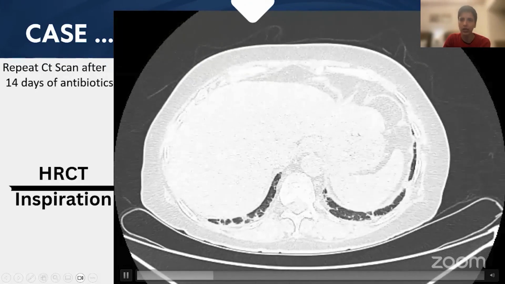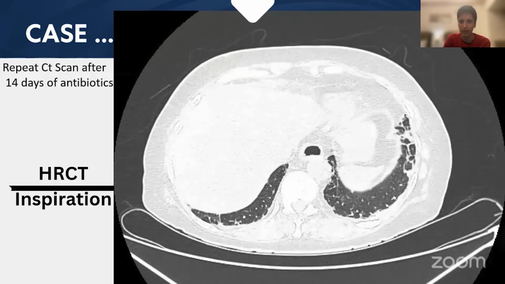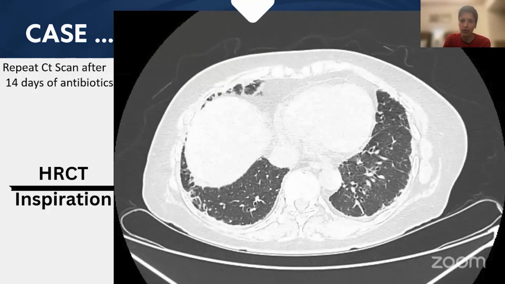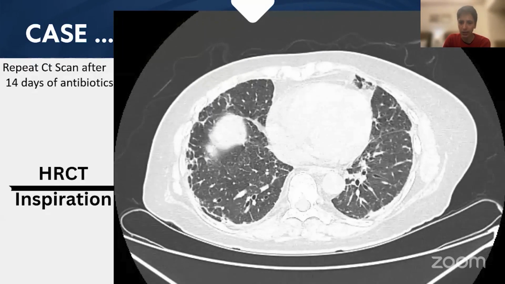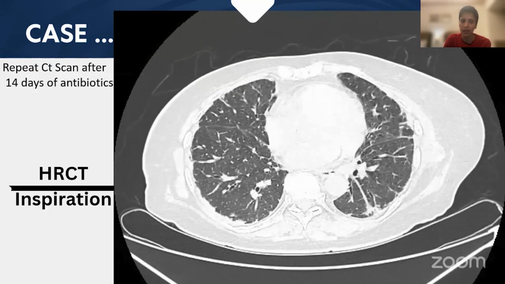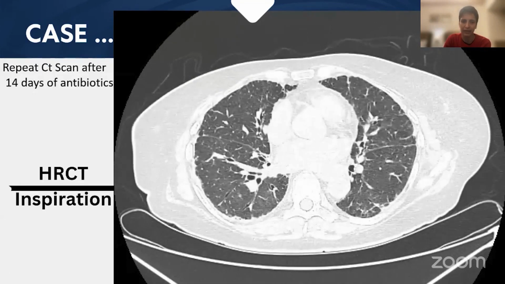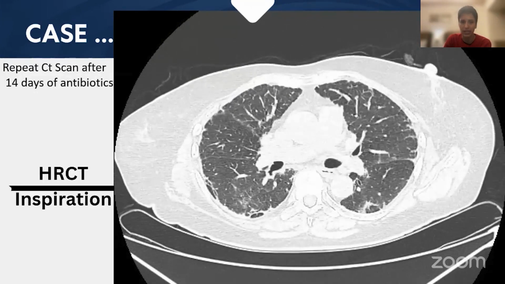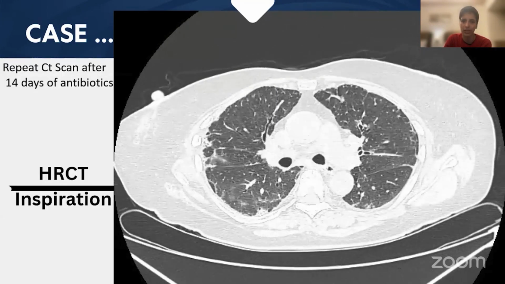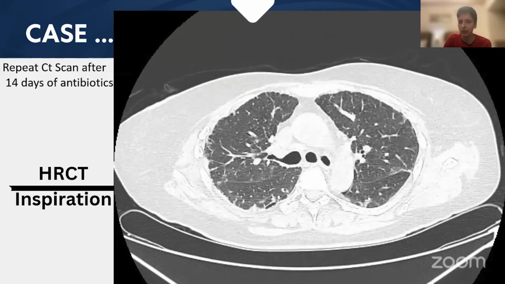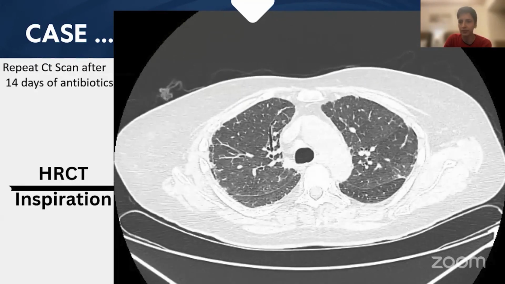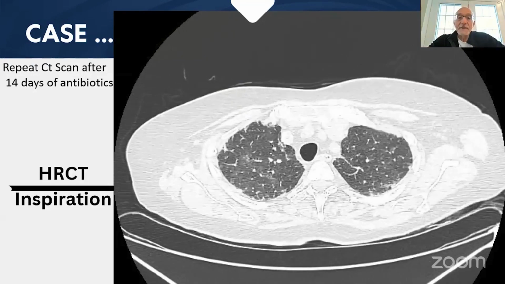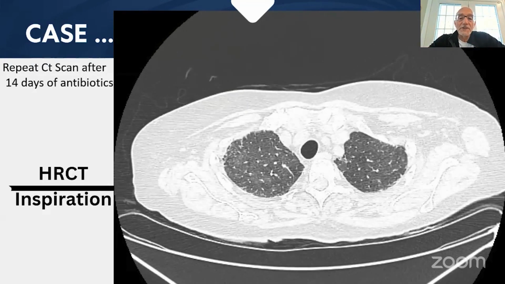It's not a UIP, neither a probable UIP pattern. It's a pattern which fits an alternate diagnosis, has some organizing pneumonia component alongside some NSIP pattern. It looks to me like some background NSIP with superimposed organizing pneumonia. So that's my impression. Steve, what would you say about it? I agree with the interpretation.